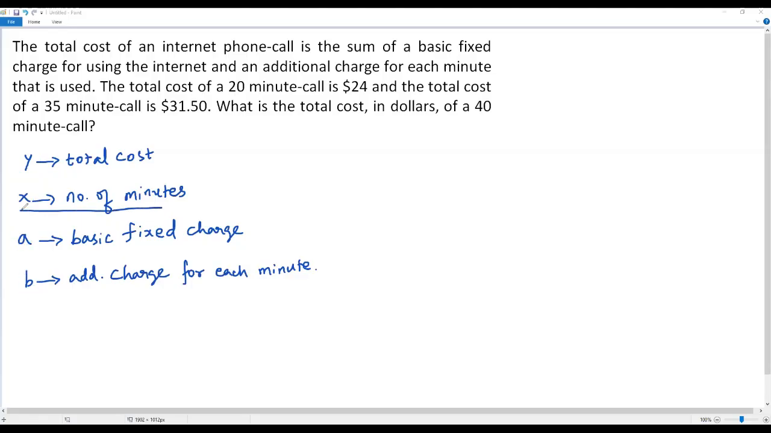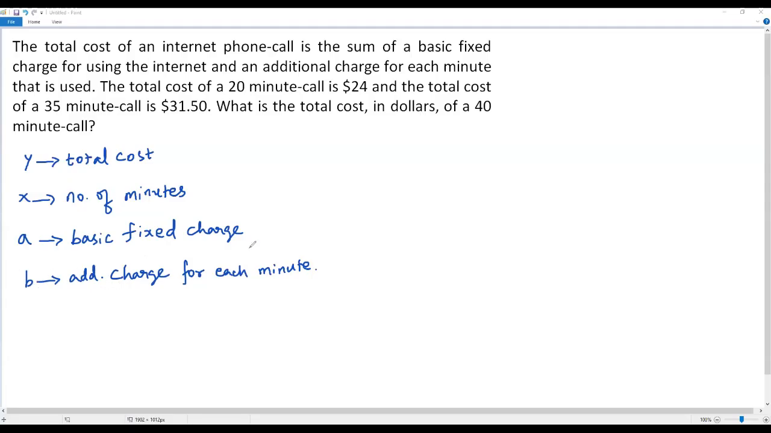Actually, X represents a number of minutes. A number of minutes cannot have a fixed value because it depends on the requirement. So, X is a variable. And Y represents the total cost. This one also cannot have a fixed value. It depends on the time the internet phone call is used. And A represents a basic fixed charge. Always it will have a fixed value. So A is a constant, and B represents the additional charge for each minute. So this one also has a fixed value. So B is a constant.